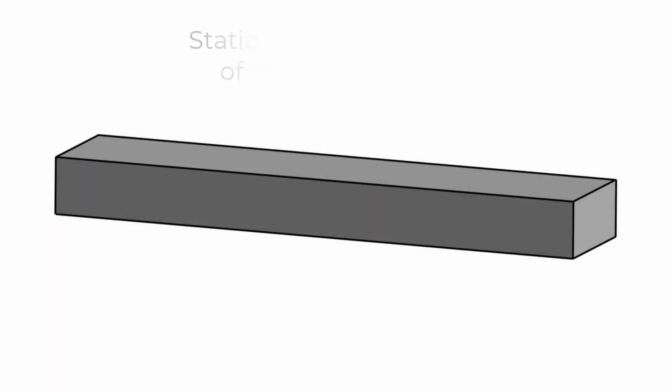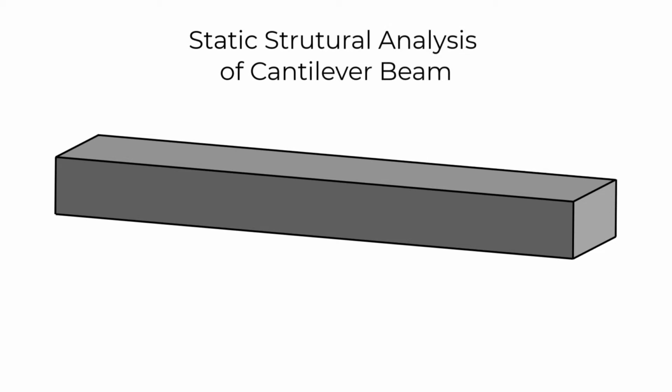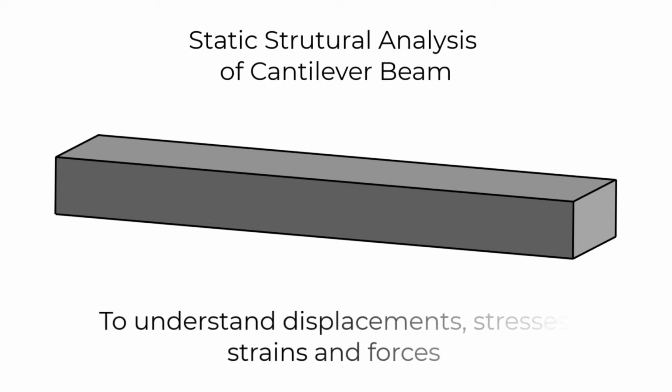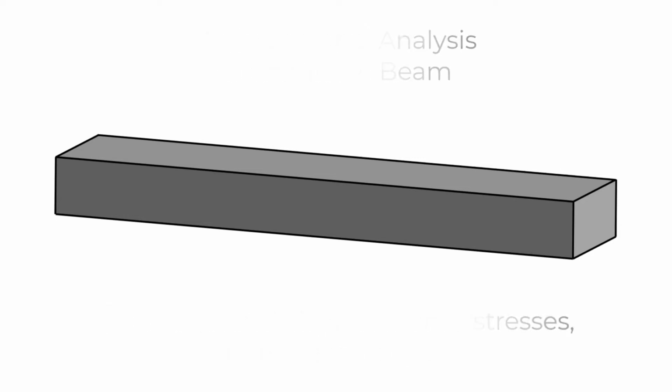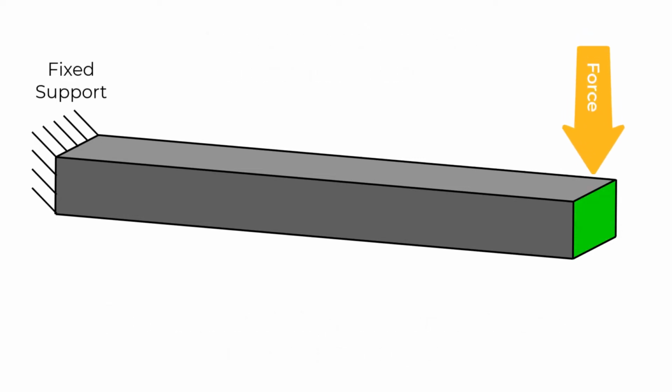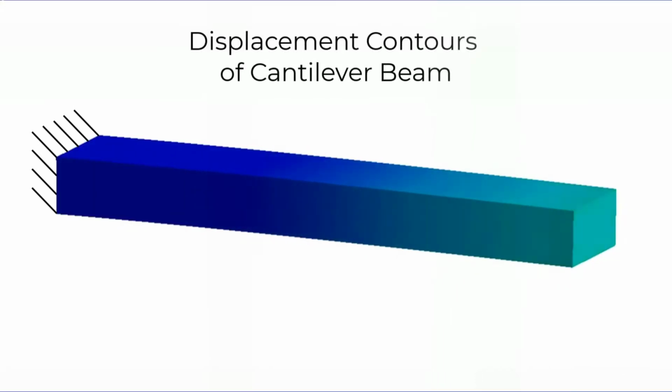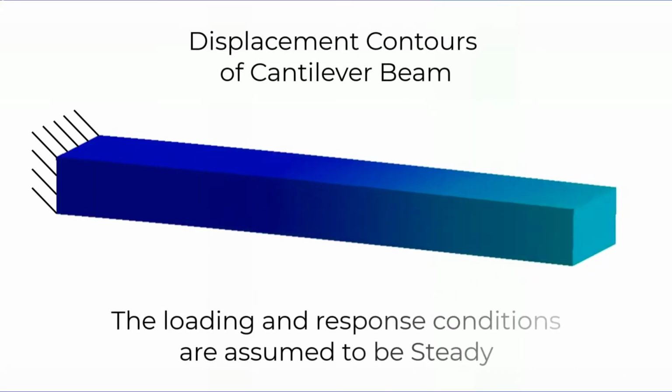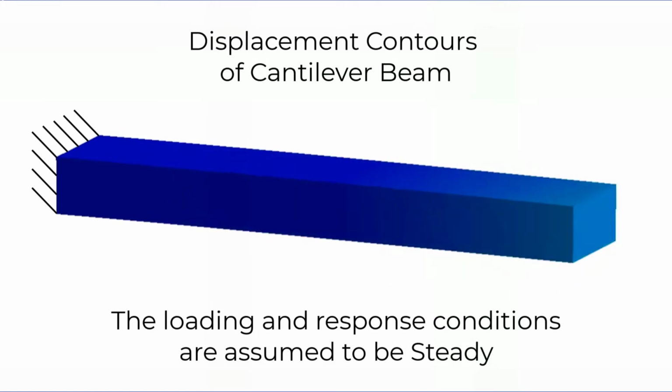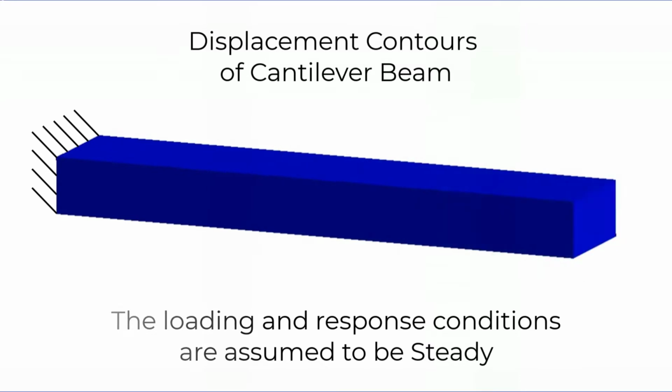The static structural analysis helps us to understand displacements, stresses, strains, and forces in the system occurring due to the applied loading and supports. For this type of analysis, the loading and response conditions are assumed to be steady, and they do not cause significant inertia and damping effects.